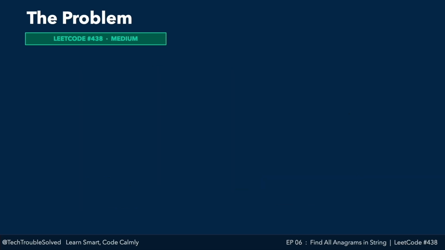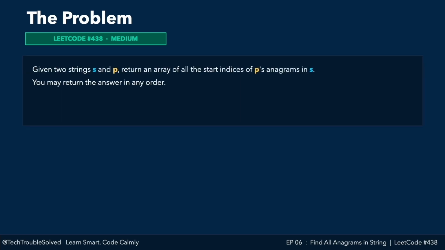Let's get into it. Here is the problem statement. Let me read it to you exactly as LeetCode gives it. Given two strings S and P, return an array of all the start indices of P's anagram in S. Simple enough on the surface. But let's make sure we all agree on one word before we go any further. What is an anagram? An anagram uses exactly the same characters with the same frequencies, just in a different order.